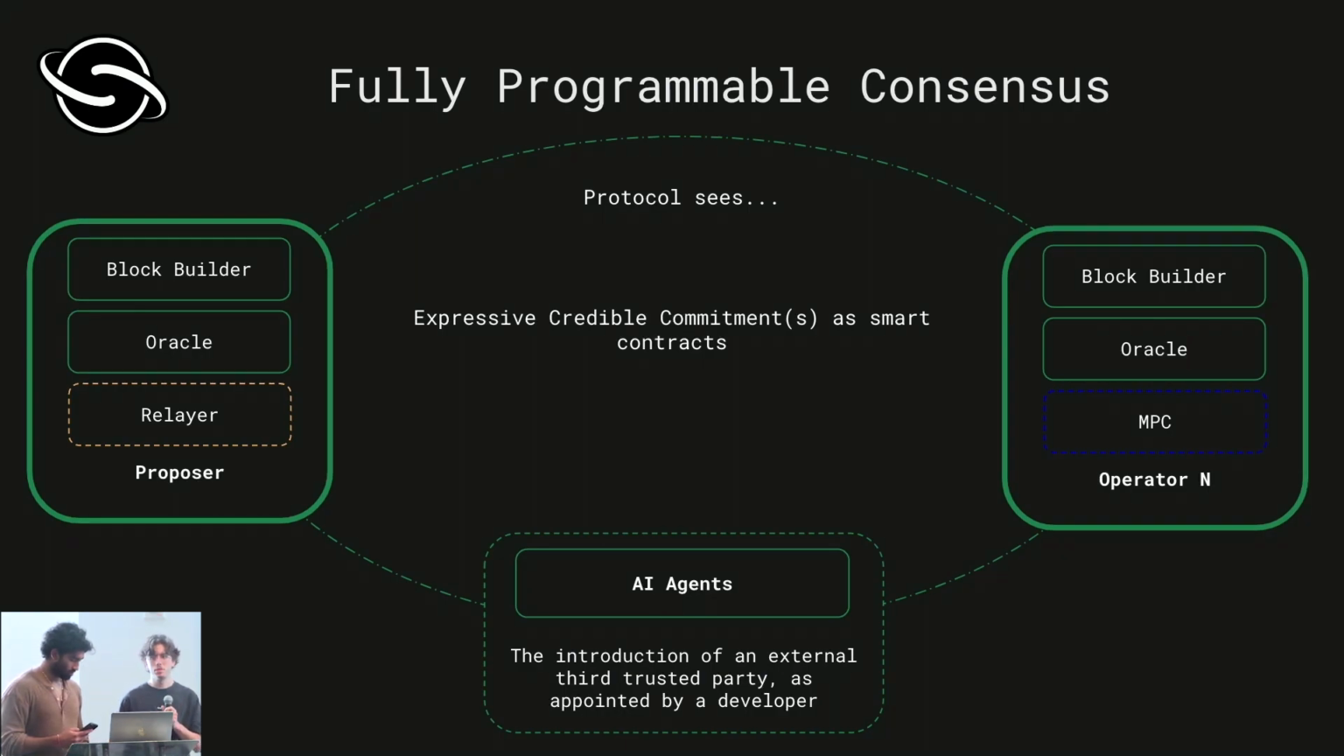And the way this is implemented is essentially expressive, credible commitments as smart contracts. So you can imagine that a user effectively deploys a contract that defines the commitments that they want with the incentive structure that they want. They can define the operators that they want to be participating in said commitment. And this all becomes enforced by the protocol itself.